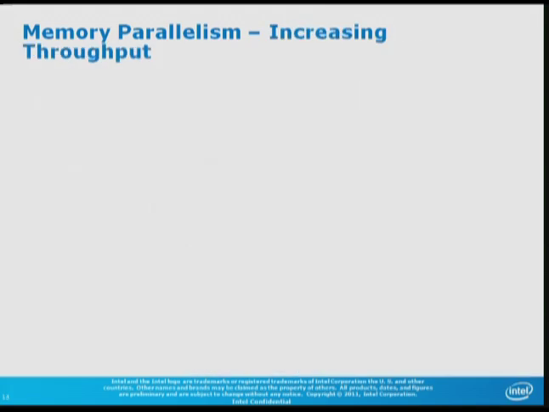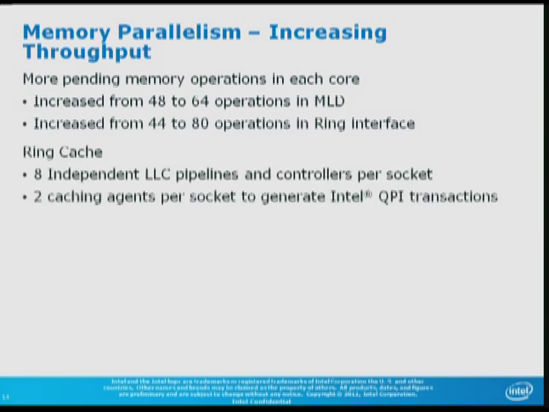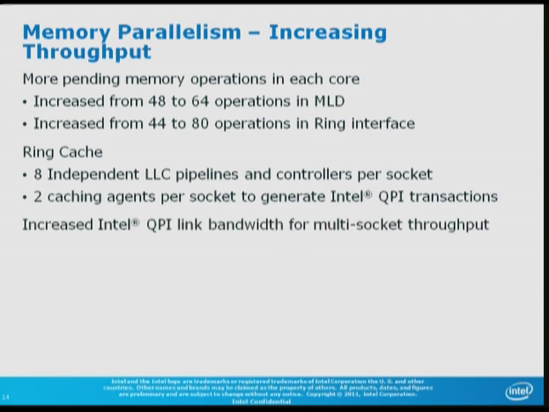Another aspect to memory parallelism is how many outstanding memory operations the processor can handle concurrently. So we've increased the number of pending memory operations in each core. Our ring cache, as I mentioned, is actually composed of 8 independent last level cache slices with their own pipelines and controllers. Associated with that, when we have a last level cache miss, we have 2 independent agents that are capable of forming QuickPath transactions in order to resolve those last level cache misses.